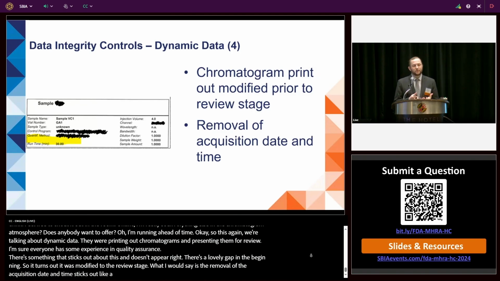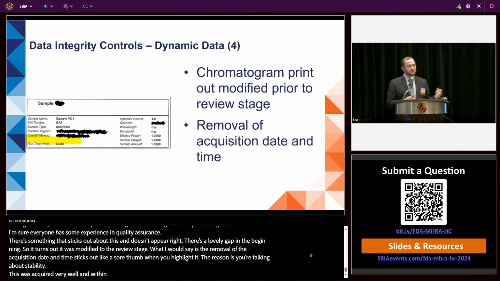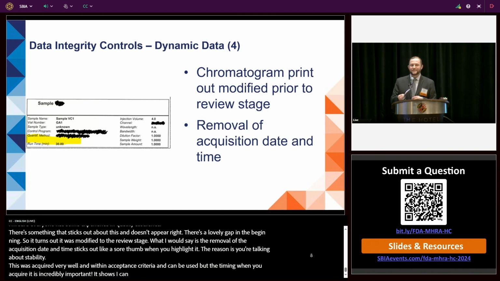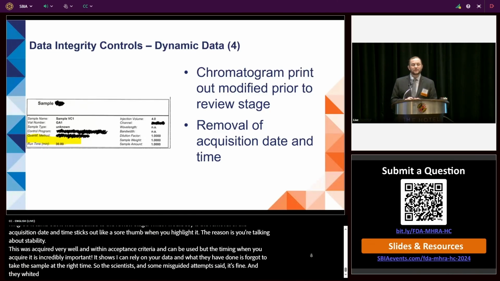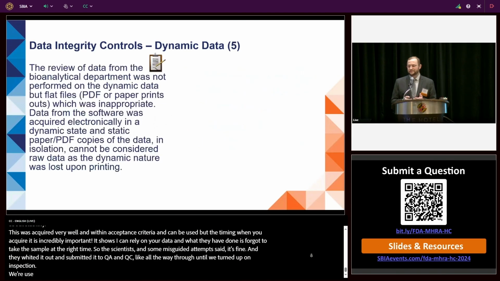Now, the reason this is a problem is we're talking about stability. It's not the chromatogram itself. The chromatogram actually was acquired very well. It was within acceptance criteria. It can be used. But the timing, the metadata of when you acquired that injection, is incredibly important, because what it does is show that I can rely on your data. What they'd done is forgot to take the sample at the right time. So the scientist, in some misguided attempt, said that's fine. And they waited that out and submitted it to QA and QC, all the way through until we turned up on inspection. And we are used to looking at gaps, so we found this.